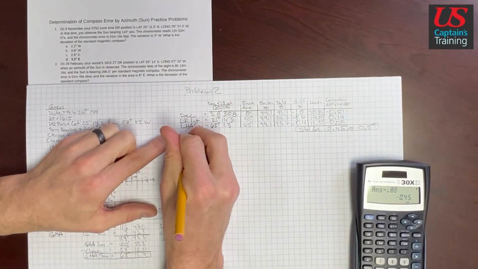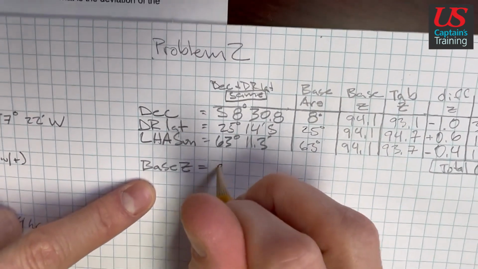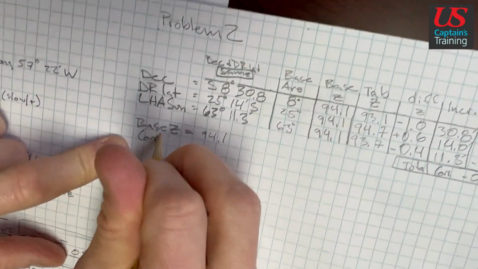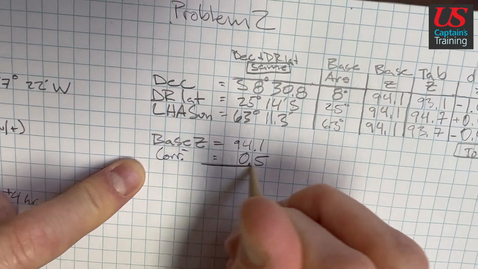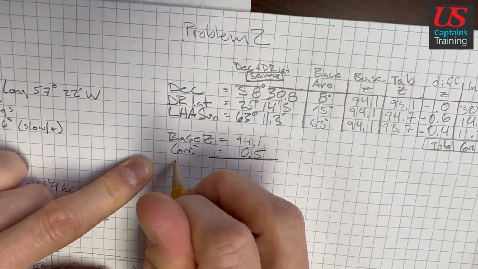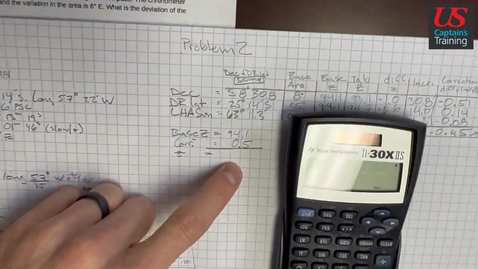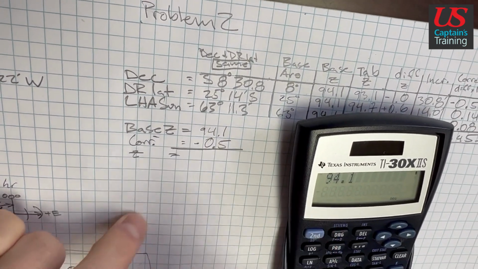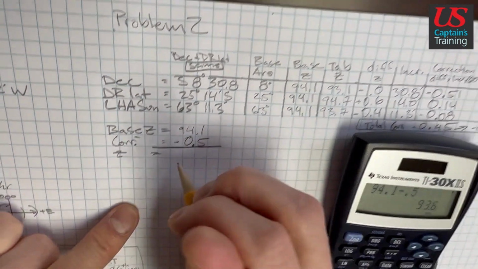So now we can use that. I like to line it back up over here. Our base Z is equal to 94.1, and our correction is minus 0.5, which gives us our Z value, which is equal to 94.1 minus 0.5 equals 93.6.